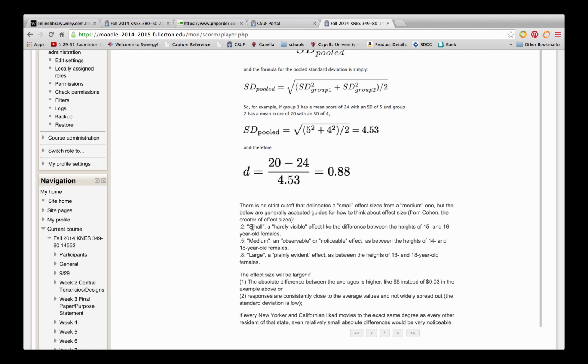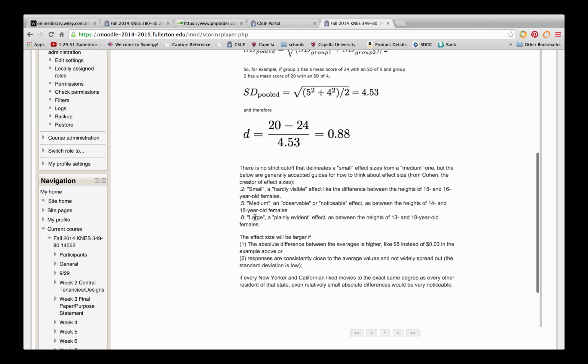There are lots of different ways of doing it. For me, it's 2, 5, and 8. It's very simple. If it comes out to be 0.2 or under, it's small. 0.5 is medium, and 0.8 would be large. It goes from small to big, and honestly, when you have a number like 0.88, it's very large. There was a large effect between those.